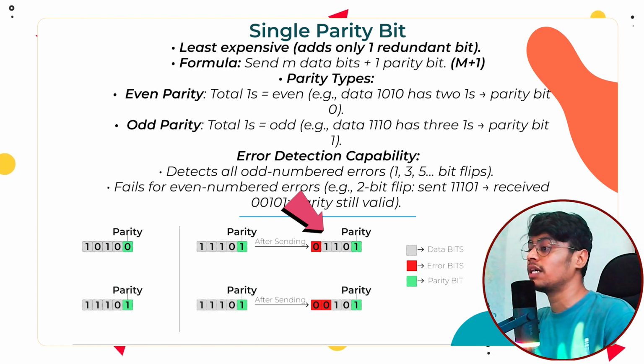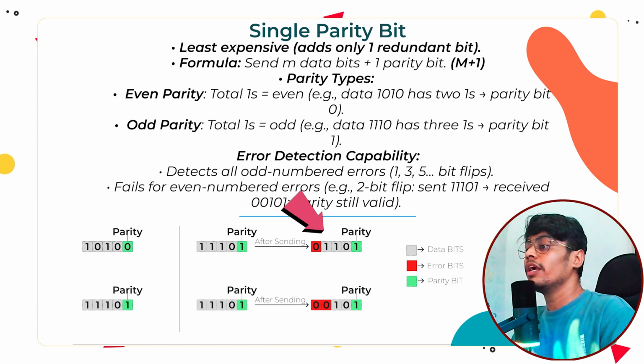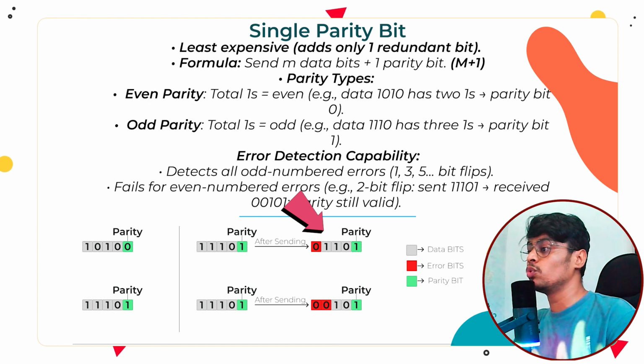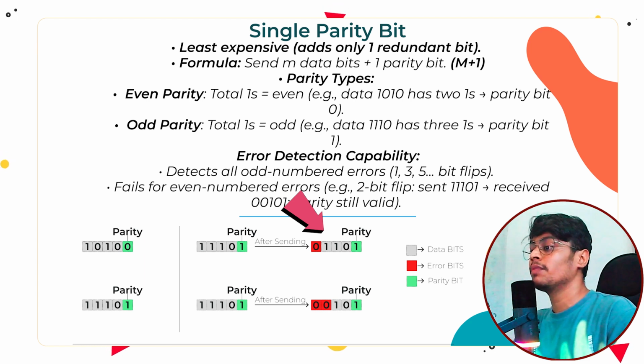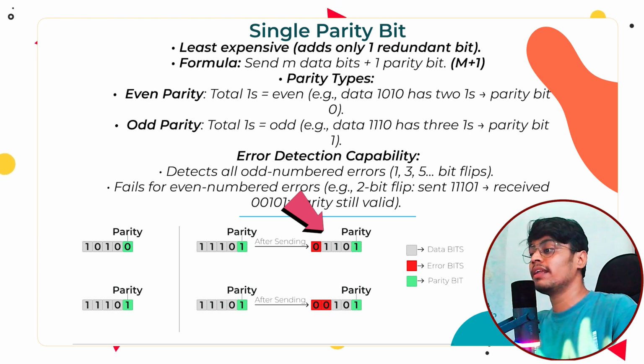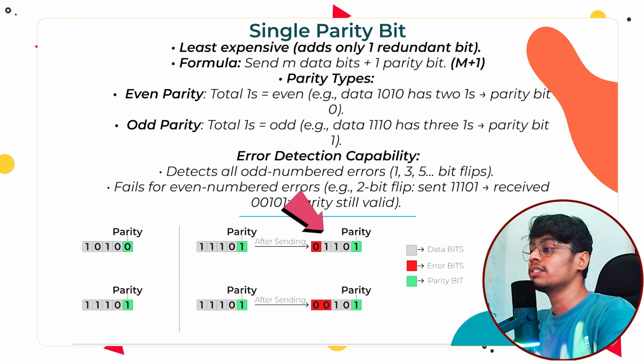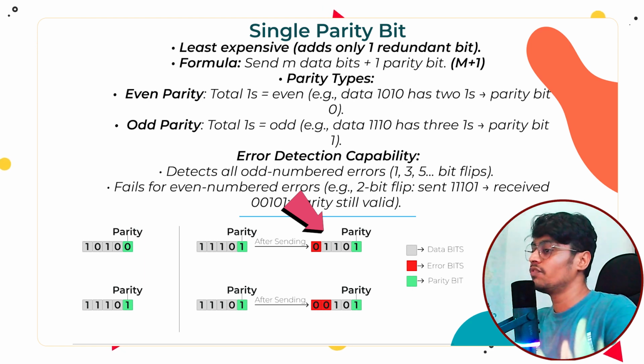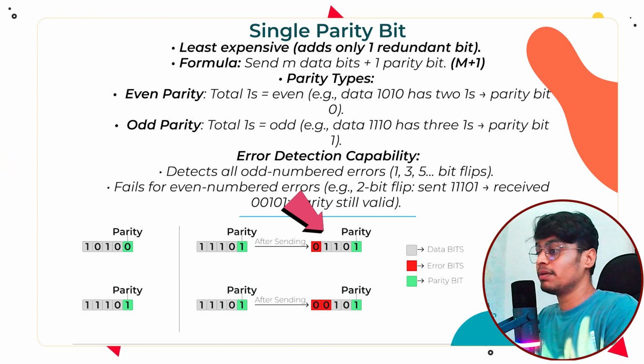So the receiver will see how many ones are there in the data. 2. So if the number of ones in the data is 2, then the parity should be 0. But what is the parity? 1. So from this it will understand that some change has occurred in the data, so it can detect that there is some kind of error. But at which location the change has occurred, it will not know, meaning it can detect but it cannot correct.